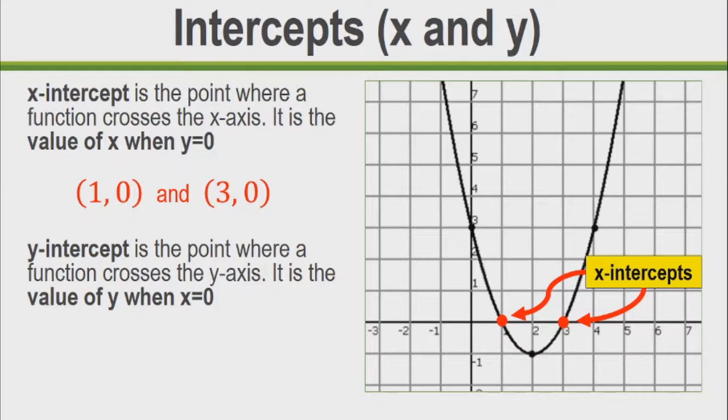For the y-intercept, it is the point where the function crosses the y-axis. So it is the value of y when x is 0. And for this example, we have one y-intercept, which is located at y equals 3. So if I want to write that as an ordered pair, I'm going to write it as (0, 3), okay? Whenever you are writing the ordered pair, it's going to be the value of x first, and for the y-intercept, x equals 0 and y equals 3. So that's why we have (0, 3).